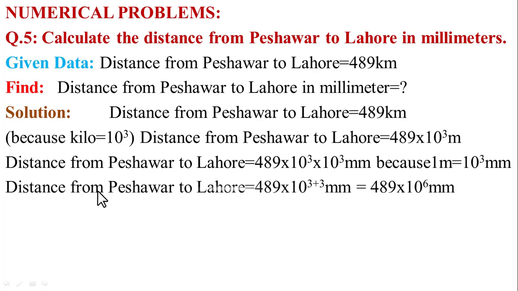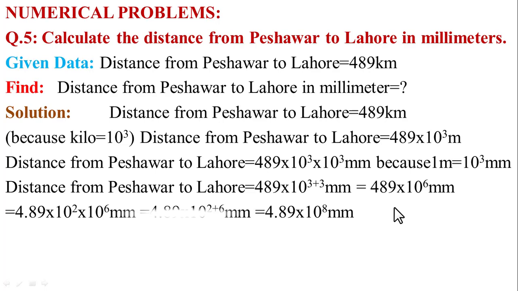Then we write that the distance from Peshawar to Lahore is 489 multiplied by 10 raised to power 3 plus 3, because bases are the same, so the powers will be added. So 489 multiplied by 10 raised to power 3 plus 3 millimeter. 3 plus 3 is 6. So the distance from Peshawar to Lahore is 489 multiplied by 10 raised to power 6 millimeter.